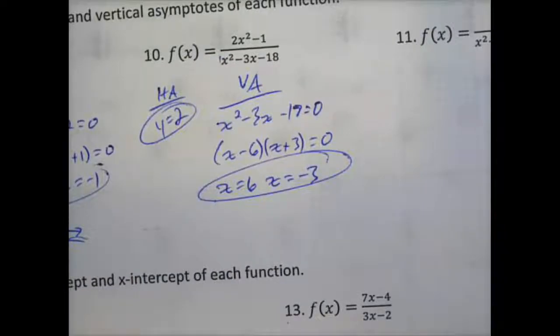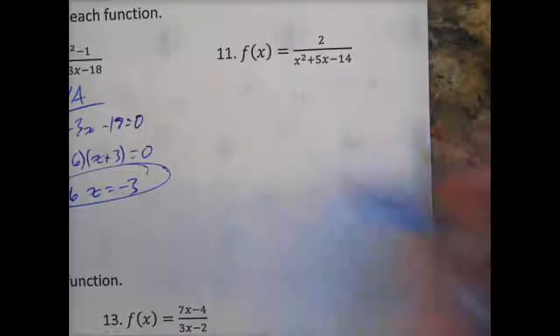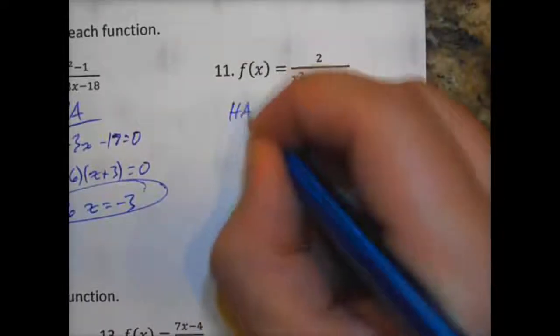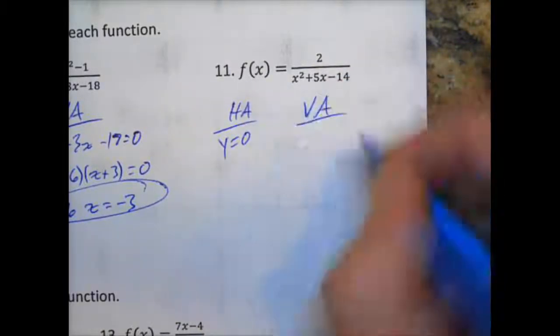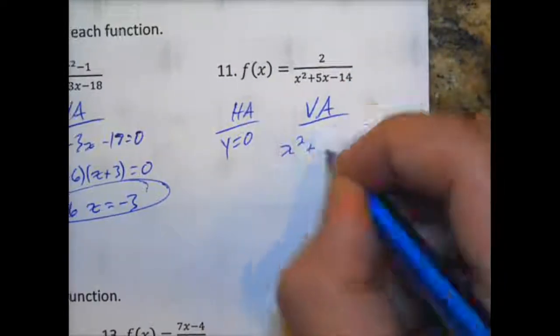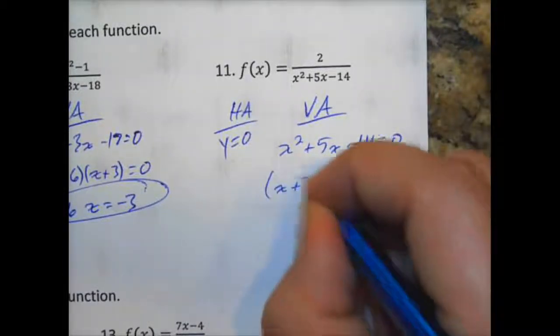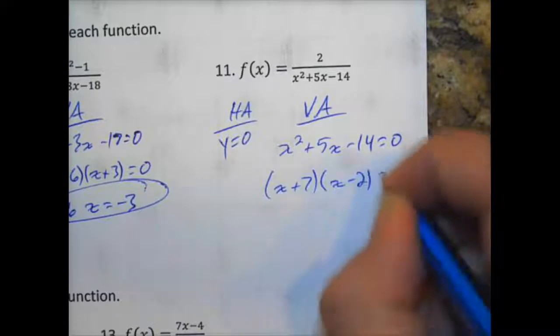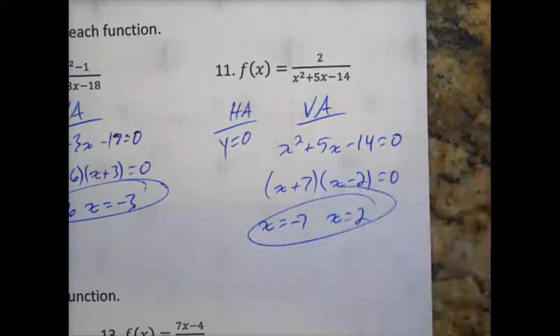All right, one more. So close to being done. Yes. All right, horizontal asymptote looks like this thing is bottom heavy, so y equals 0 is my horizontal. For the vertical, take your denominator and set it equal to 0. And solve. So in this case, again, we have to factor. And there are our two vertical asymptotes.